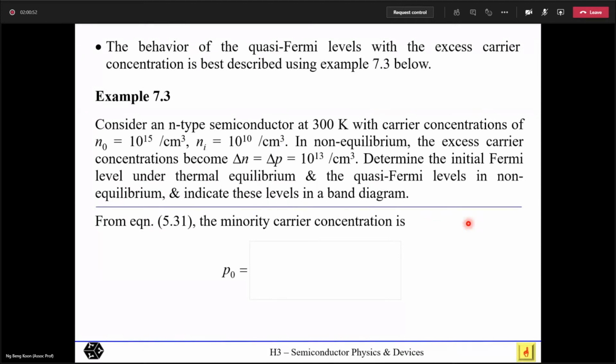So for the thermal equilibrium case, it's quite straightforward. We can find the minority carrier concentration using the mass action law, ni squared over n0. The n0 is given here, 10 to the power 15, and ni is 10 to the power 10. If you calculate that, you get 10 to the power 5 per cubic centimeter. That's the standard calculation that we have been doing, so this shouldn't be a problem for all of you, right?